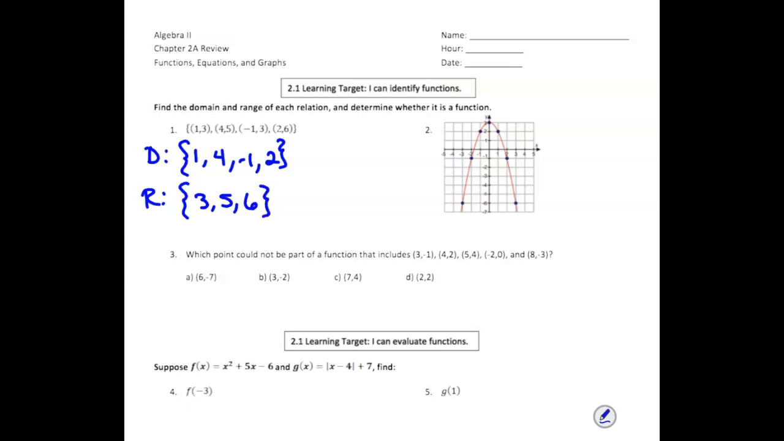Now, if it's a function, every x has to be paired with a single y. So if you look at your x's, you have a 1, a 4, a -1, and a 2. None of those are repeated, so this would be a function.